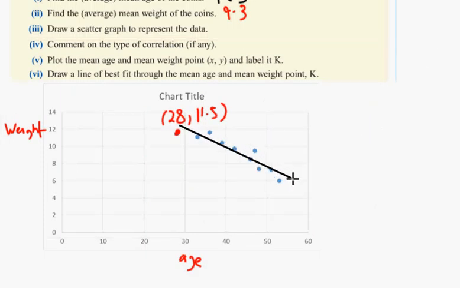Okay, that's it. Plot the mean age and mean weight on the XY graph. So what's the mean again? Was it 9.3 and what's the other point?